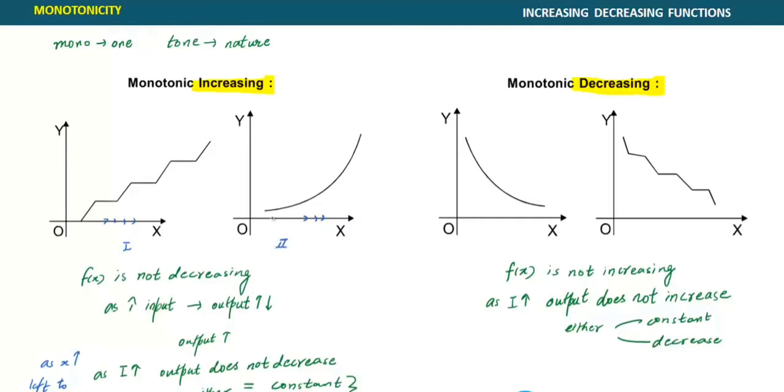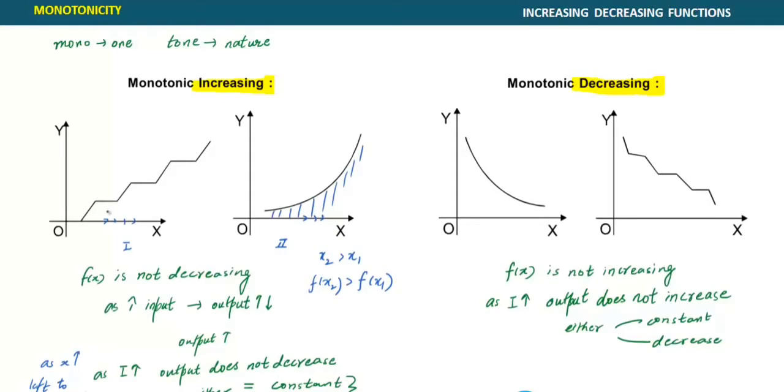In the second diagram, as you keep moving from left to right, the value of y is increasing all the time. So this is what is meant by this particular definition: as input increases, output increases. That is why I would say this is a monotonic increasing function for every value of x. If we take any two values, let's say x2 is greater than x1, then I can say that f(x2) is definitely greater than f(x1).